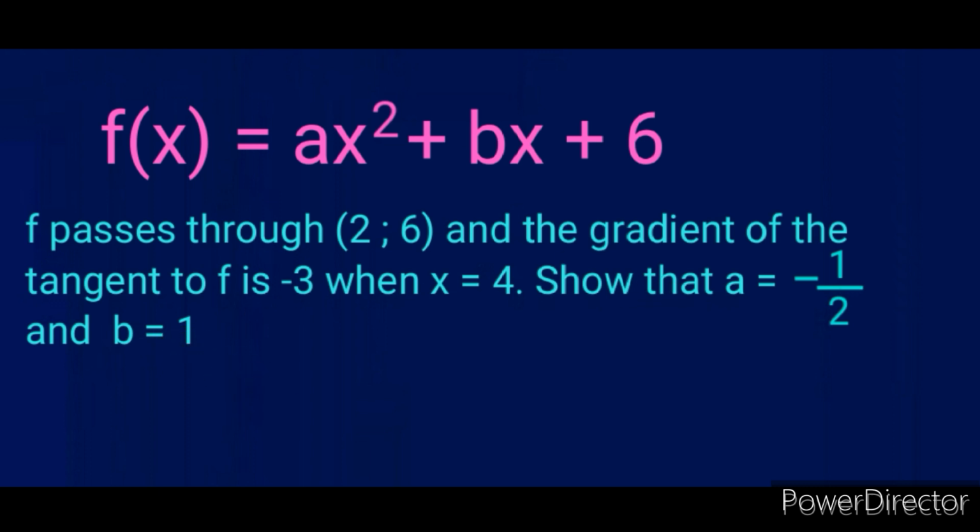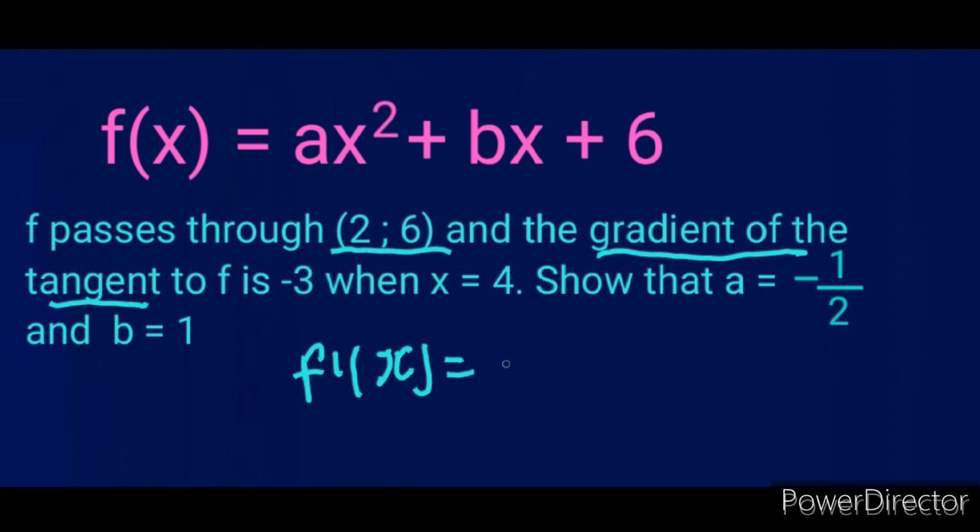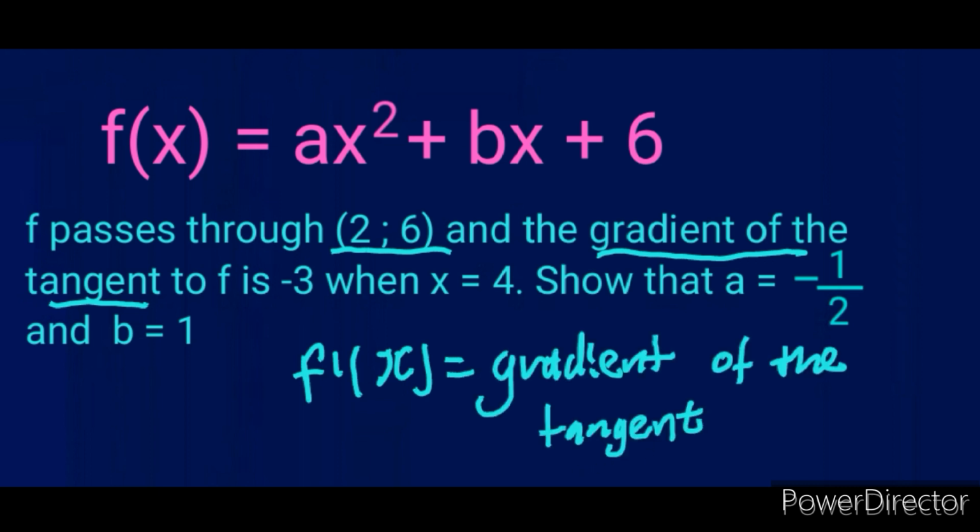So, first you're given a point, you're given that f passes through this point, and you are told the gradient of the tangent. What is very important to understand is the gradient of the tangent. When they tell you the gradient of the tangent, you have to know that the first derivative actually represents the gradient of the tangent. So please memorize this, it's very important. Always remember that the first derivative always represents the gradient of the tangent.